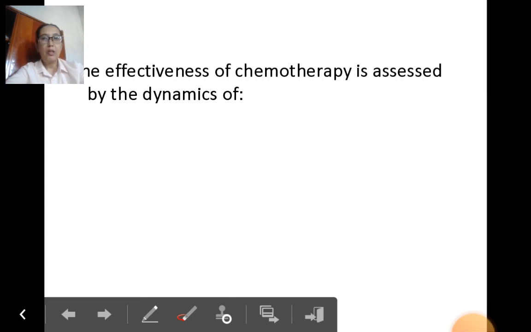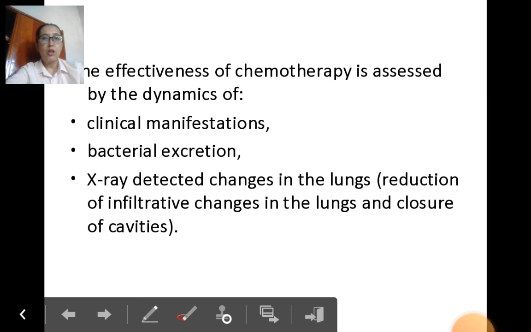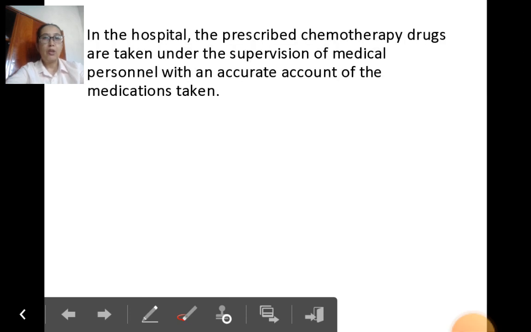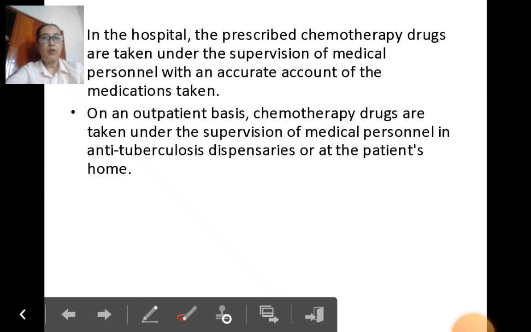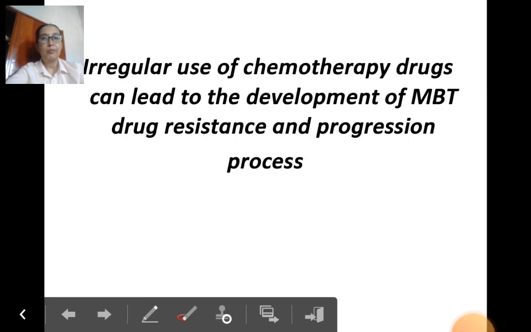Effectiveness of chemotherapy is assessed by the dynamics of clinical manifestations, bacterial excretion, X-ray detected changes in the lungs, reduction of infiltrate changes in the lungs, and closure of cavities. In hospitals, prescribed chemotherapy drugs are taken under the supervision of medical personnel with an accurate account of the medication taken. On an outpatient basis, chemotherapy drugs are taken under supervision of medical personnel of the anti-tuberculosis dispensary or at the patient's home. Taking the entire daily dose in one dose is intermittent treatment.